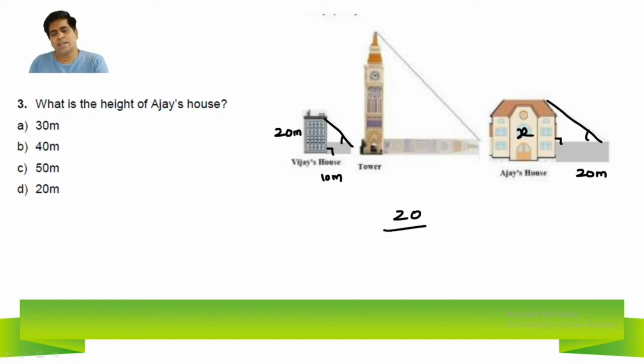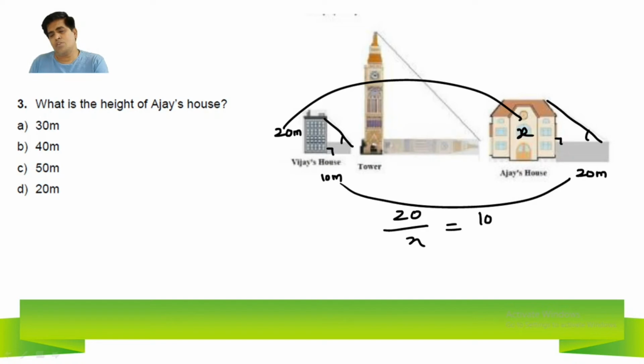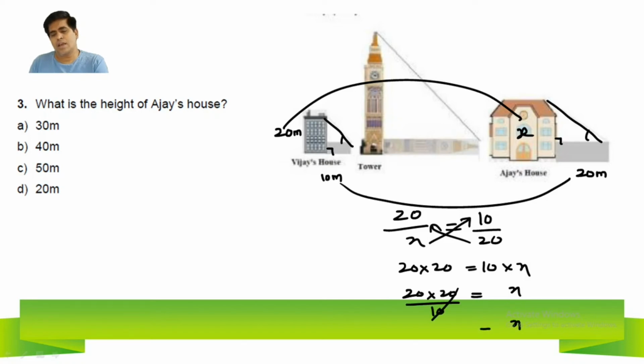So 20 by x is equal to 10 by 20, the shadows. So again you can cross multiply it. What we are getting is 20 into 20 by 10 equals x. I want the value of x, that's it. So 20 into 20 by 10, clearly the zeros get cancelled. x is equal to how much? 40. So the height of Ajay's house is 40 meters.